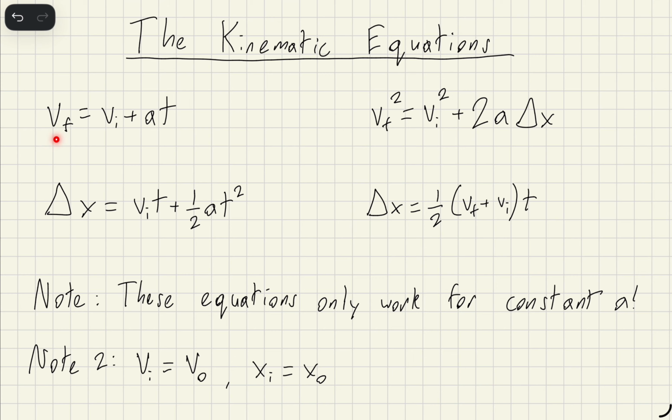But we have final velocity equals initial velocity plus acceleration times time. Displacement equals initial velocity times time plus 1/2 acceleration times time squared. Final velocity squared equals initial velocity squared plus 2 acceleration times displacement. And then finally, displacement equals 1/2, and then in parentheses, final velocity plus initial velocity times time.